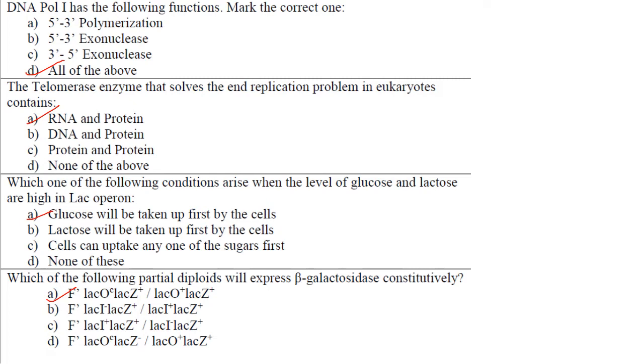Answer is option A. Then which of the following conditions arise when the level of glucose and lactose are high in lac operon? So the glucose is also high, lactose is also high, and E. coli will have a preference for glucose over lactose. So first it will take up glucose, and once the glucose has exhausted, then it will start utilizing lactose. So answer here is option A, that is glucose will be taken up first by the cells.